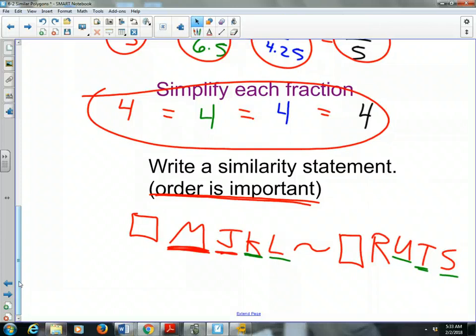I can now say that segment MJ is proportional to segment RU. They're not the same length, but the proportion is the same. JK and UT are corresponding side lengths. So that's why that similarity statement is so important to us. The order is very important.